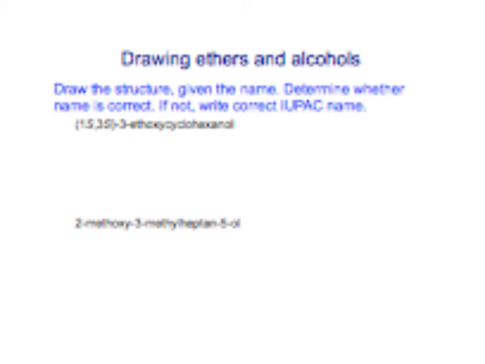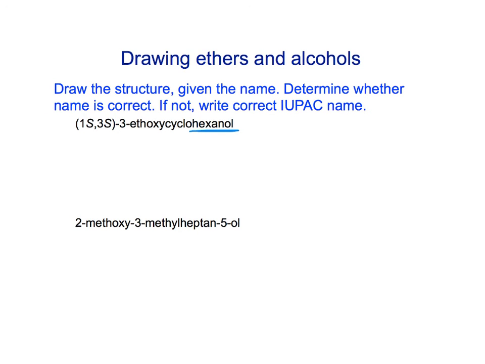Let's turn this process around and draw a structure given the name. So on these 2 problems, what we're going to do is draw the structure, think about the name and whether it's correct. If it's not correct, we're going to give a correct name. All right, so like always, we look at the ending here, the parent hexanol. And so we're just going to draw the cyclohexane. Oops, I left that off. Cyclohexanol.